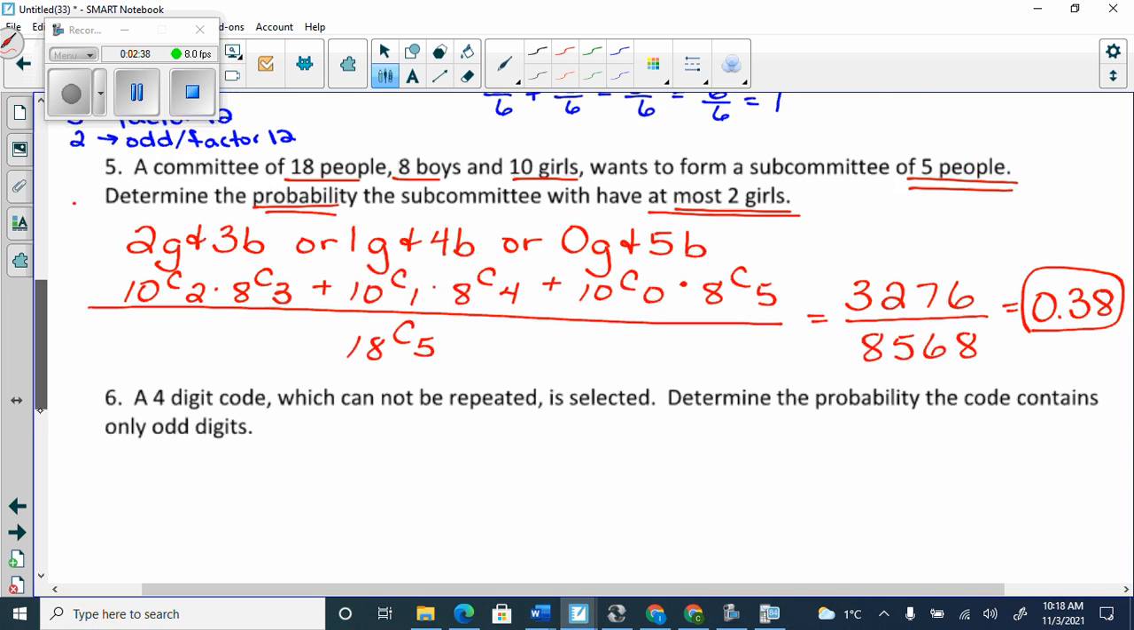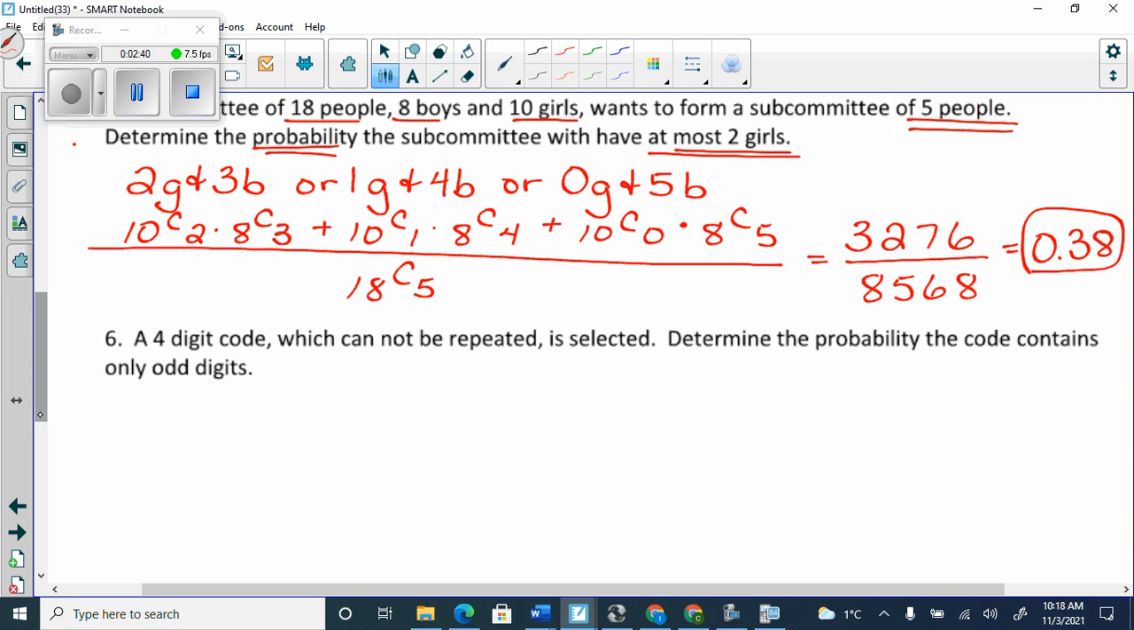Okay, we have number 6, a 4-digit code which cannot be repeated is selected. So that's all stated before the word probability. So it affects the top and the bottom, correct? So it says 4-digit code cannot be repeated. That affects the top and the bottom. After the word probability, it only affects the top. Probability, the code contains only odd digits.